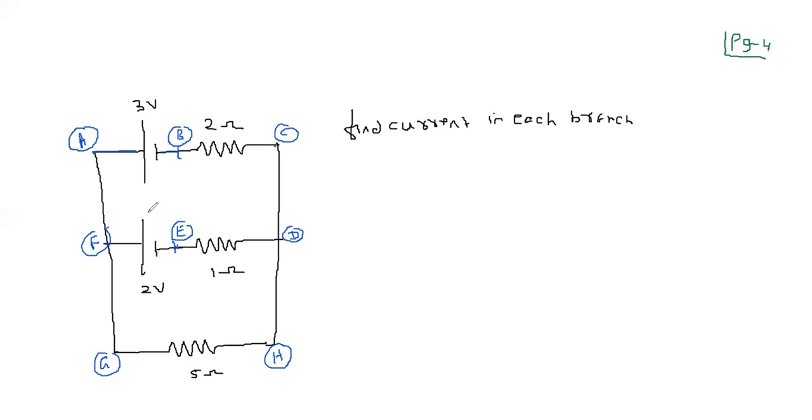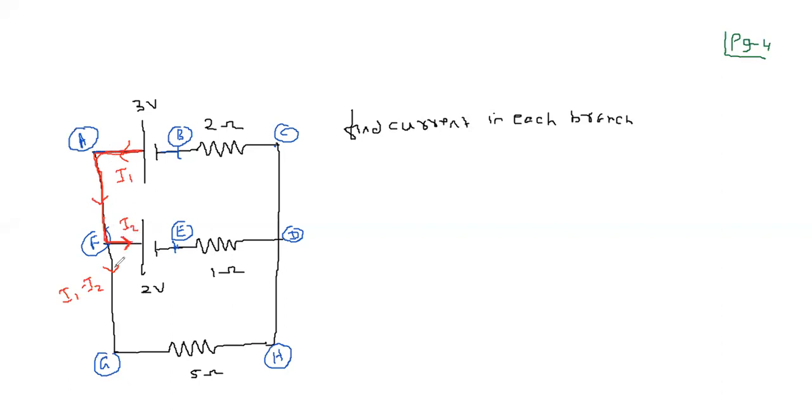Out of two batteries, which is the powerful battery? 3 volt or 2 volt? 3 volt. Assume I1 is the amount of current starting from the 3 volt battery. The current comes straight from there to the point F. At the point F, the current branches into two. The current going here we assume as I2, and the current going here is I1 minus I2.